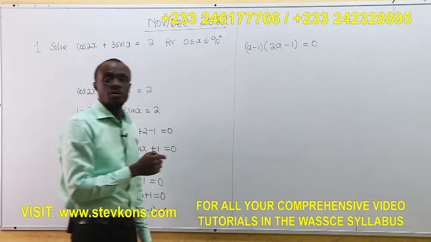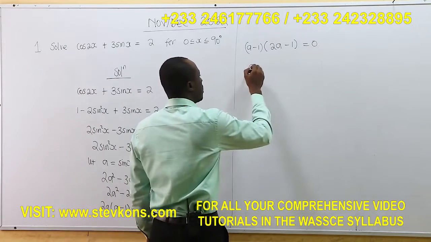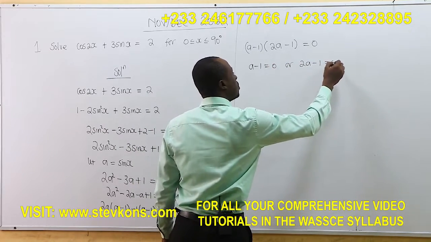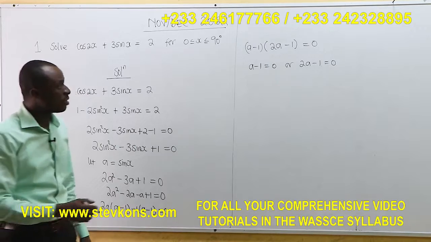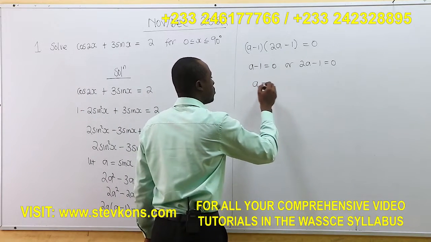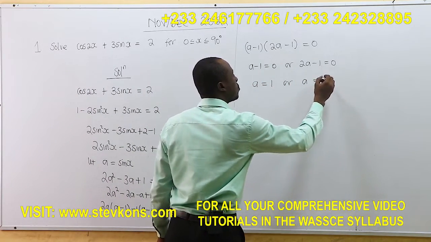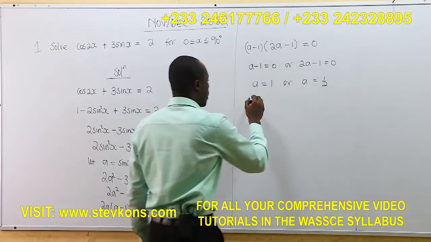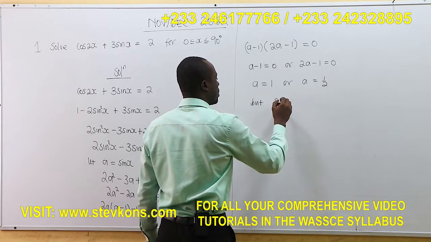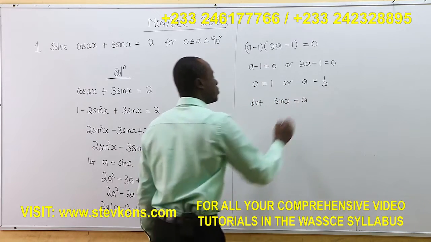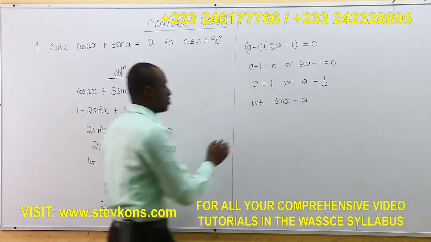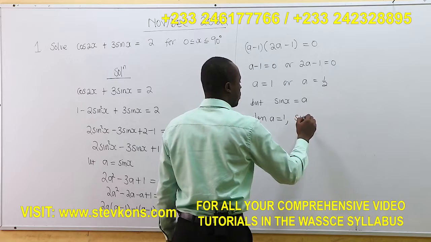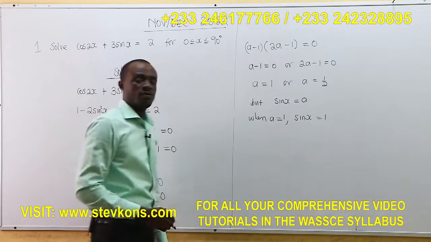So two things multiply to equal 0. Now by the factor principle, either a minus 1 equal to 0 or 2a minus 1 equal to 0, and then we solve for a. So you have a is equal to 1 or a is equal to 1 over 2. But from the beginning, we know sine x is equal to a. So when a is 1, you have sine x equal to 1. We want to find x.